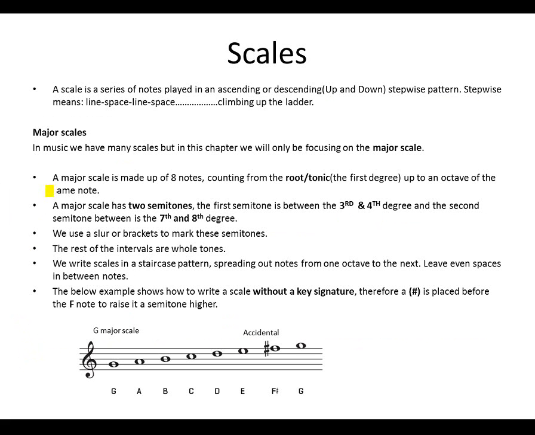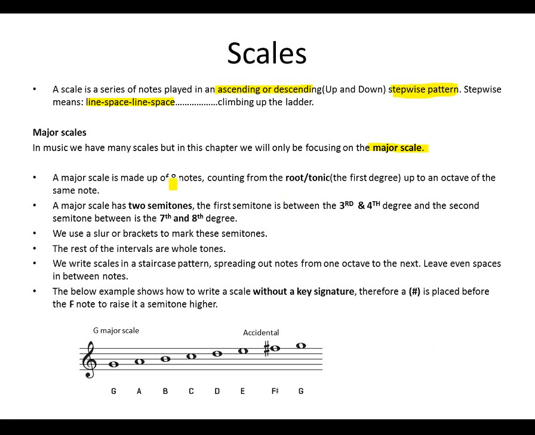Scales. A scale is a series of notes played in an ascending or descending, up and down, stepwise pattern. Stepwise means line, space, line, space, climbing up the ladder. Major scales. In music, we have many scales, but in this chapter we will only be focusing on the major scale. Let's take a look at the characteristics of a major scale.